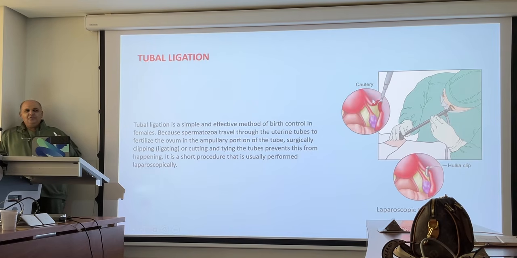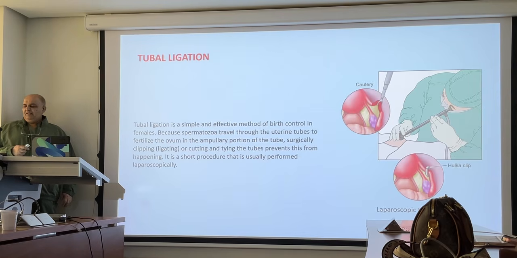You ligate the tubes, no ova will reach the uterus. No ova will reach the tube, and no one will get pregnant. So you stop the process, but you have to ligate both sides. Are we clear? Yes.